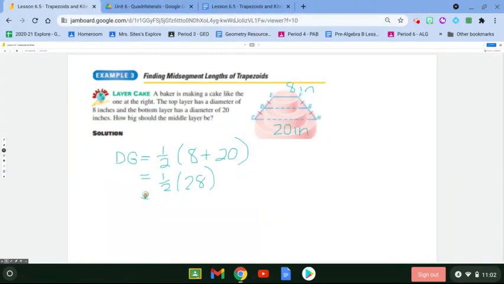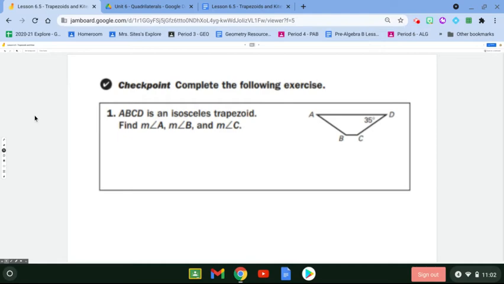So that middle layer should be about 14 inches then. All right, let's take a look and see now at a checkpoint for you guys to see how you're doing with these trapezoids.